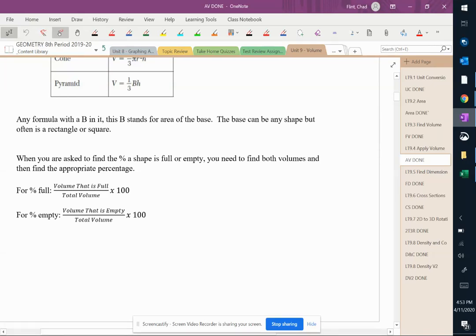So, quick little piece of information about this file. This file is going to have you take volume formulas and things that you did in the last file, but it's going to have you start combining them together. So there might be a shape that's made up of a pyramid and a cube that you have to figure out the volume of, which means you're going to find a couple of different volumes and put them together. So that part's not going to change.